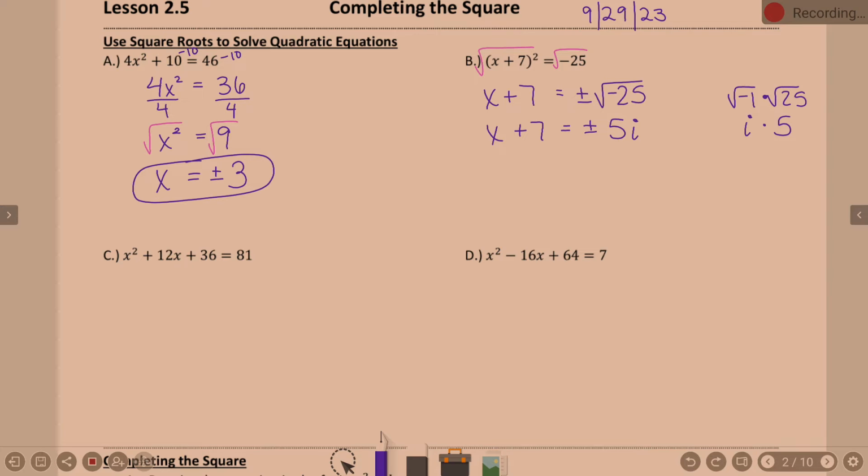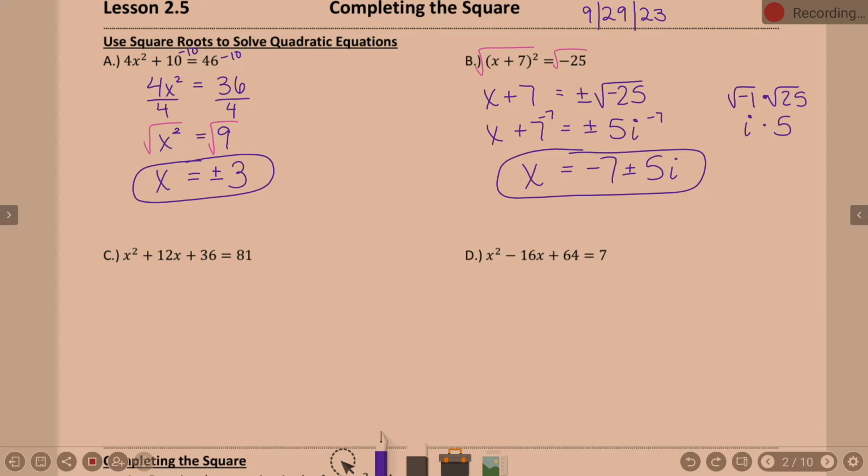Now, am I done? Have I solved for x here? No. How do I get x by itself? If it's plus 7, we're going to subtract 7. Now, how I would encourage you to write your answer. We are subtracting 7. It's kind of weird to say plus or minus 5i minus 7. Generally more common is to put a plus or minus in the middle of two things. And if I put it in the middle of two things, that means I'm going to put this subtracting 7 out front and say negative 7 plus or minus 5i.